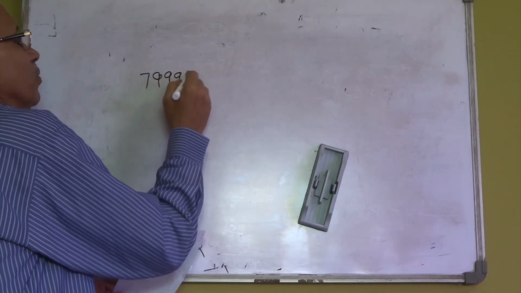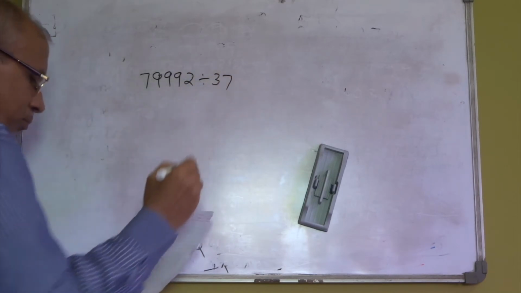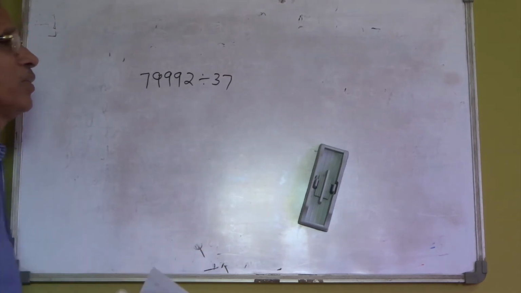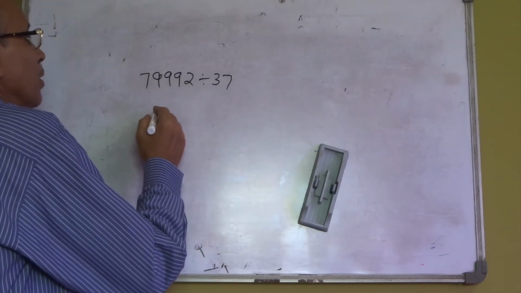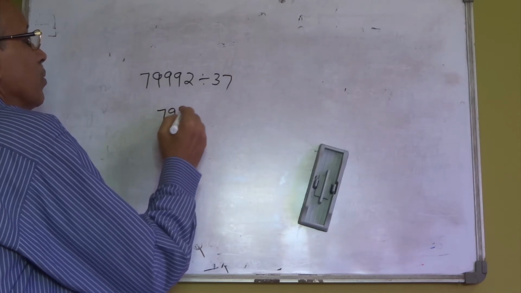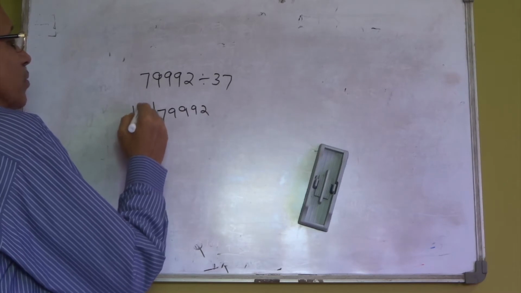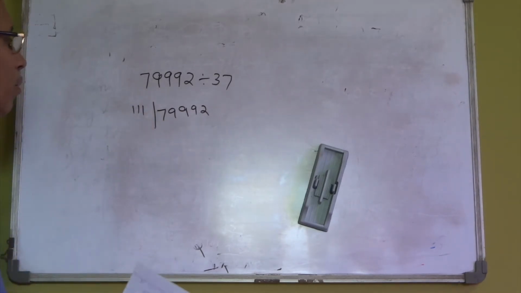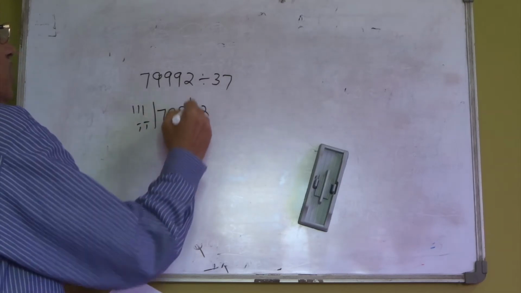79,000 divided by 37. 37 is not near 100 or to 10. But we can multiply by 3. It becomes 111. Minus 1, minus 1. 2 digits.